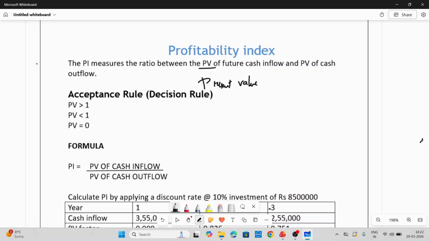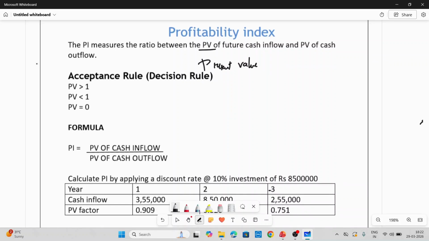Next, let's go to the acceptance rule or decision rule. You accept the project if PI is greater than 1. You reject it if it is lesser than 1. If PI is equal to 1, will you accept or will you reject? You won't either accept nor reject. See, in general, would you accept an investment which does not give you any profit and also does not incur any loss? It's totally a bad idea, right? So you won't even consider it. That's it.